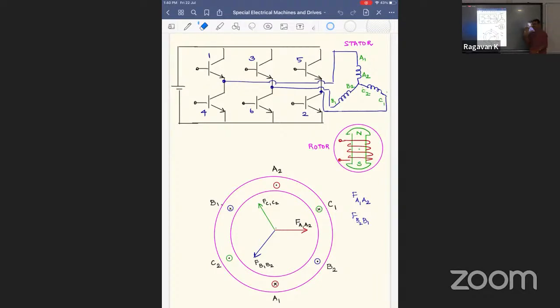That means each vector will be, let's say, here now at 30 degrees. After some time it will be maybe 90 degrees. I'm going in the counterclockwise direction: 90 degrees, then 150, then 210, 270, 330, once again 30, right? So anytime you energize, we can displace the armature MMF space vector by 60 degrees, either in the counterclockwise or clockwise direction, right?